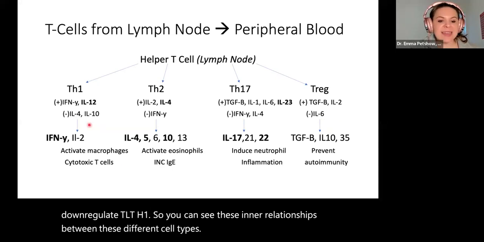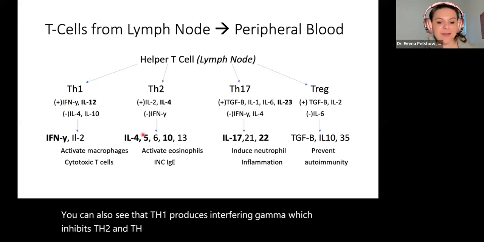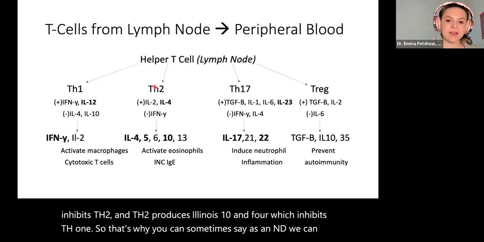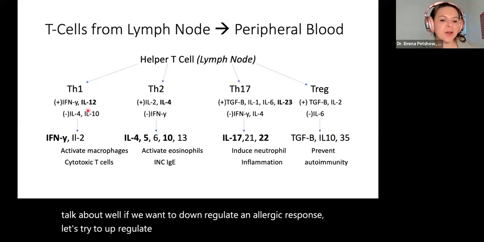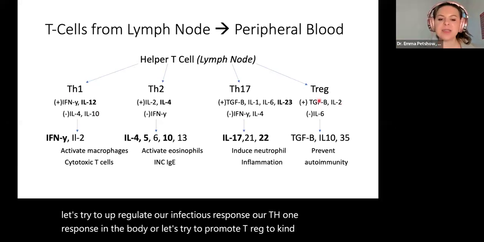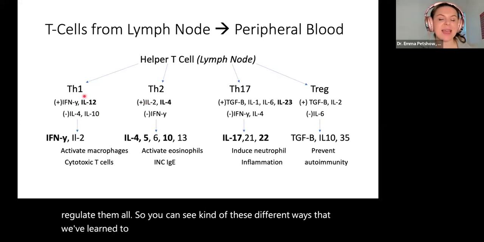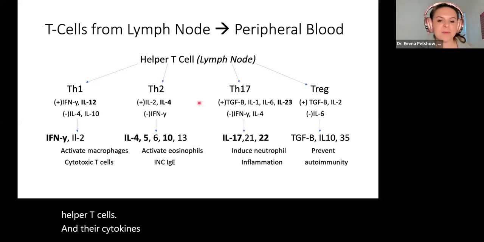You can also see that Th1 produces interferon gamma, which inhibits Th2, and Th2 produces IL-10 and IL-4, which inhibit Th1. So as an ND, we can talk about, well, if we want to downregulate an allergic response, let's try to upregulate our infectious response or our Th1 response in the body. Or let's try to promote Treg to downregulate them all. So you can see these different ways that we've learned to manipulate the immune system based off of these helper T cells and the cytokines they secrete and these different feedback loops.